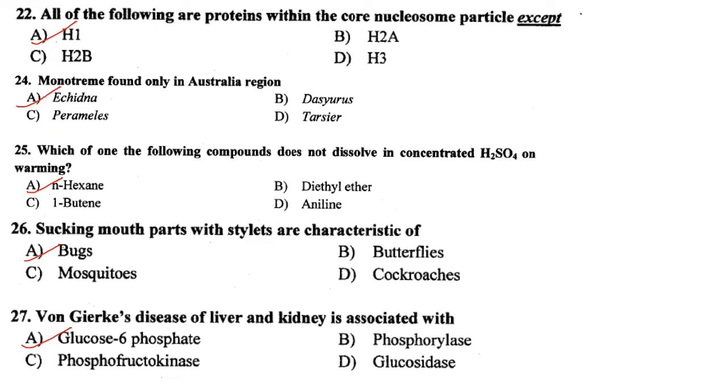Sucking mouth parts with stylets are characteristics of... So they are characteristics of bugs. Answer is option A. Then von Gierke's disease of liver and kidney is associated with... So von Gierke's disease is an autosomal recessive disorder caused by the deficiency of the enzyme glucose 6-phosphate translocase, which transports glucose 6-phosphate into the endoplasmic reticulum for further metabolism. So answer is option A, glucose 6-phosphate.